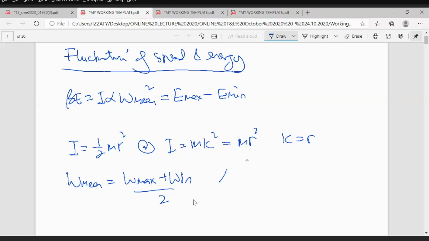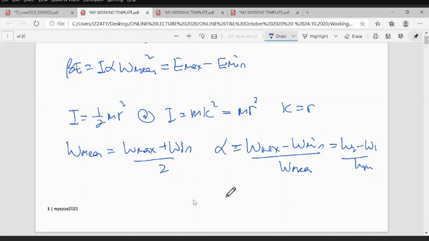And the alpha, this is the alpha. What does the alpha stand for? It is the coefficient of fluctuation of speed, so there will be no units. So you have omega max minus omega min divided by the omega mean. Okay. In my note, perhaps I put here omega 2 minus omega 1 over omega m. It is the same.